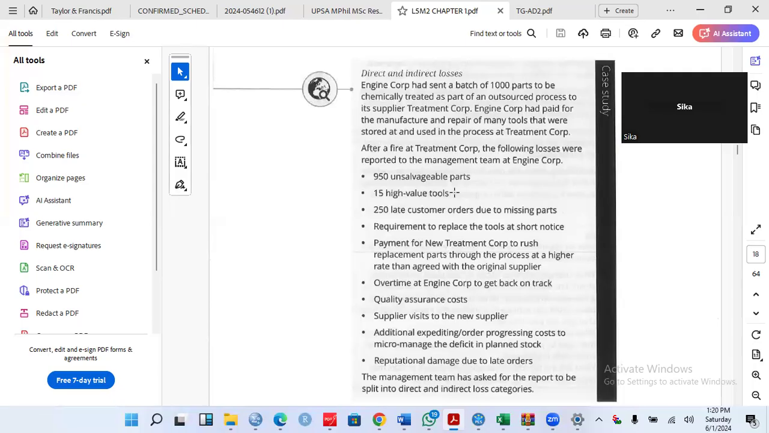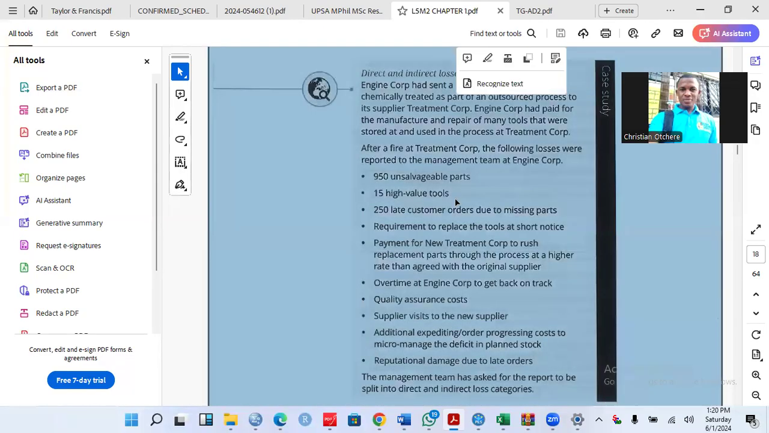Yes, and they are quantifiable. They can be quantified. Good. So it makes them direct. It means those were also lost to the fire. So maybe the 15 high value tools were also lost to the fire, so it makes it direct. Okay. All right.